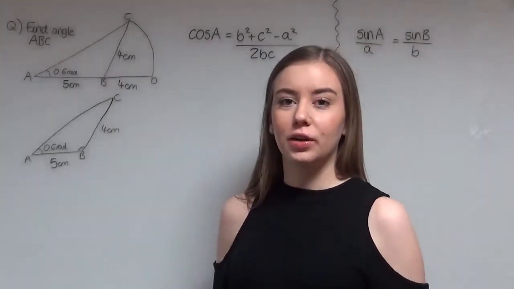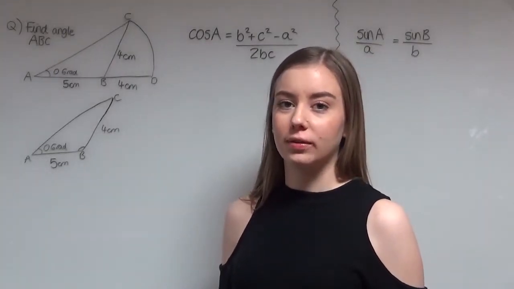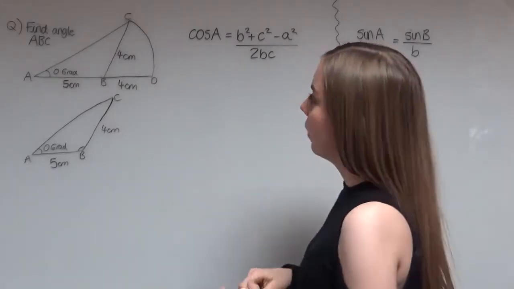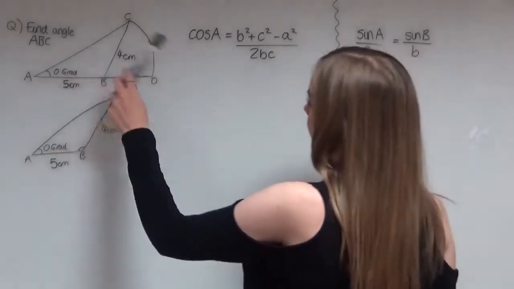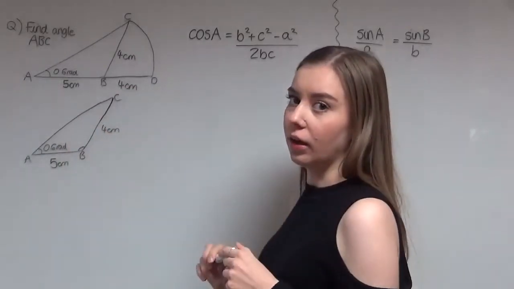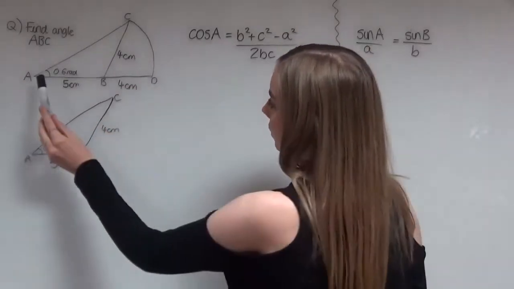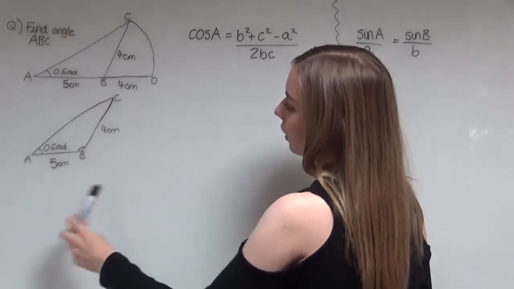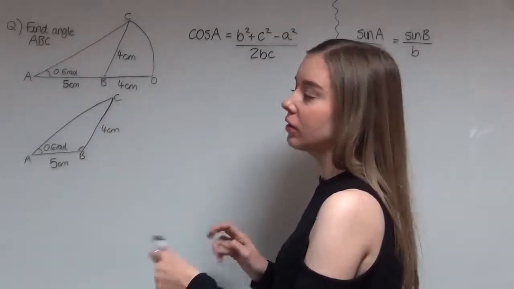So in this video we're going to go through an example question that will help you understand more about when you should use the sine rule or the cosine rule. So this is our triangle that's been given to us, and it's asking us to find the angle ABC, and that's this angle here in the corner. So I've just redrawn the triangle so that it's a bit clearer for us.